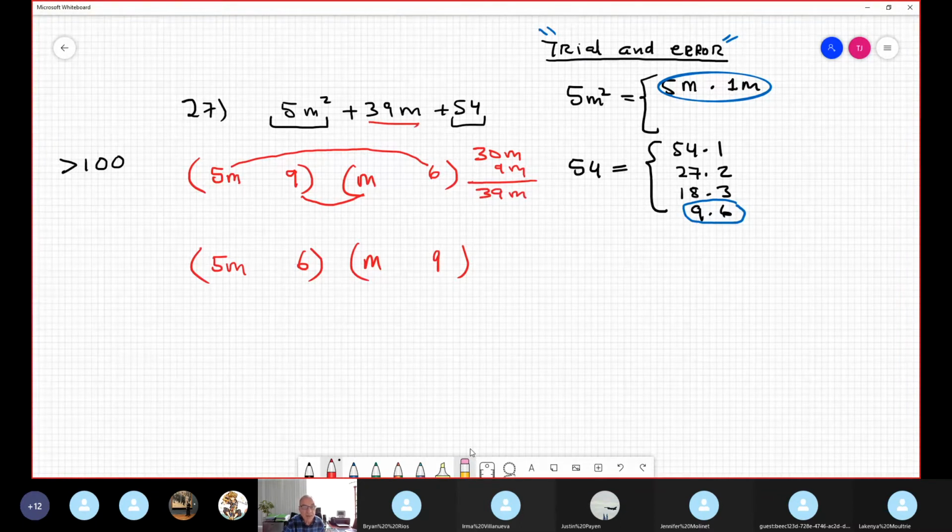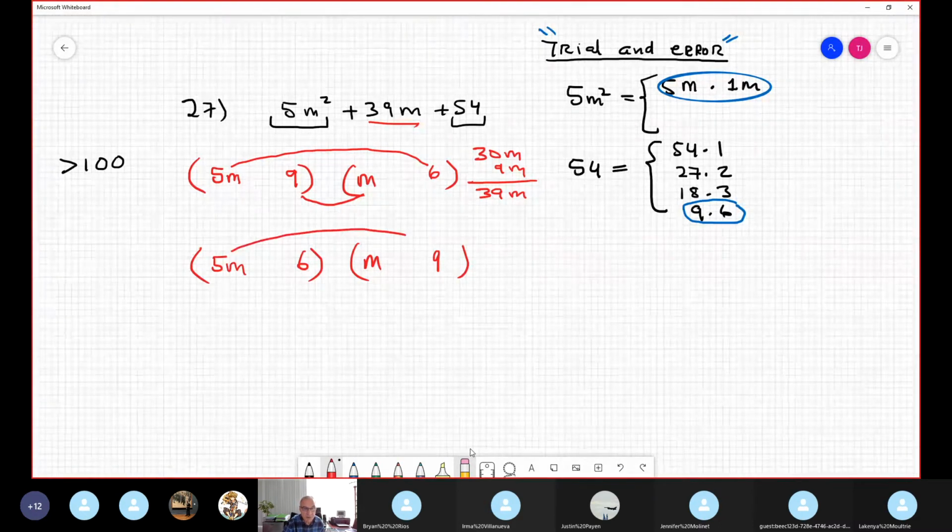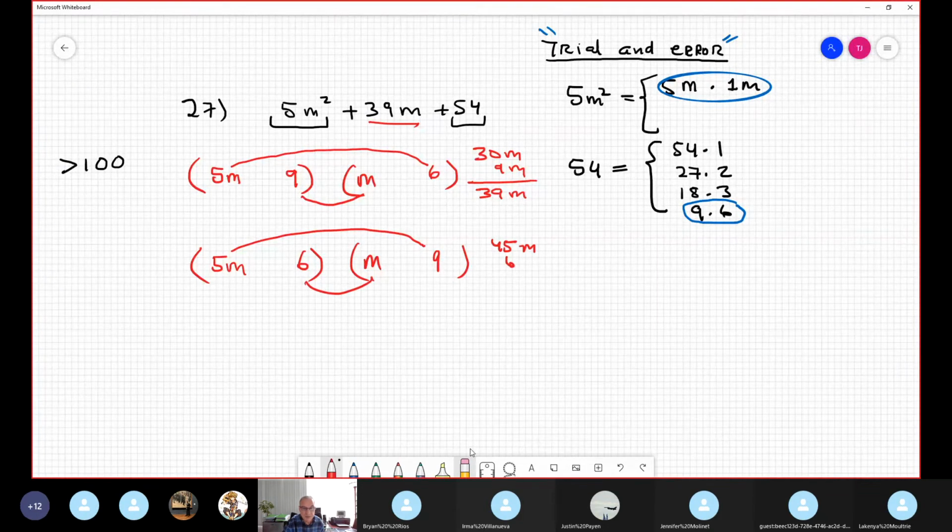Wow, exactly the same here. Maybe this is a good candidate. Okay, suppose I start with this. Multiplication is 45M. And multiplication here is 6M. And when you add it, 51M.